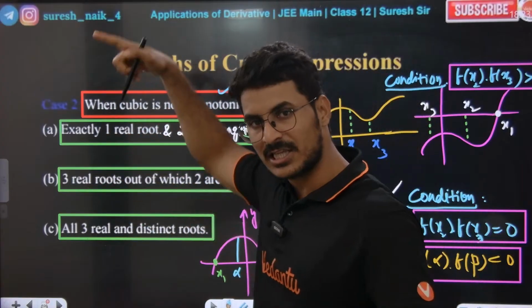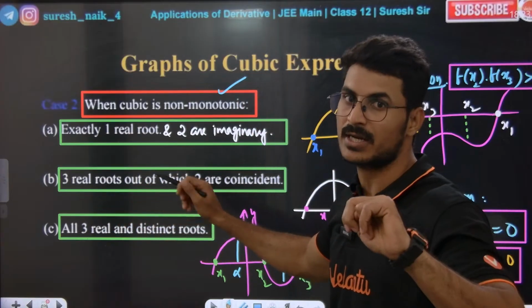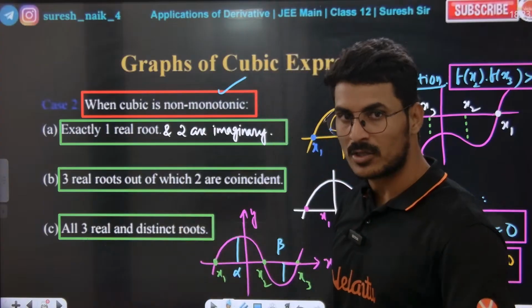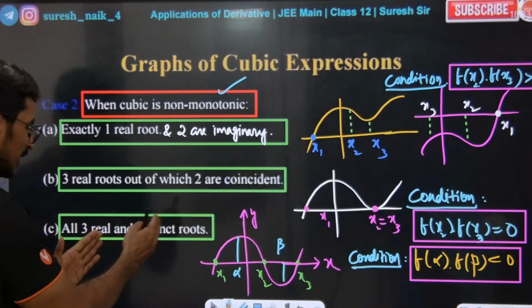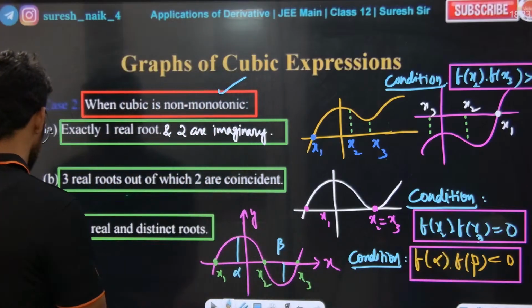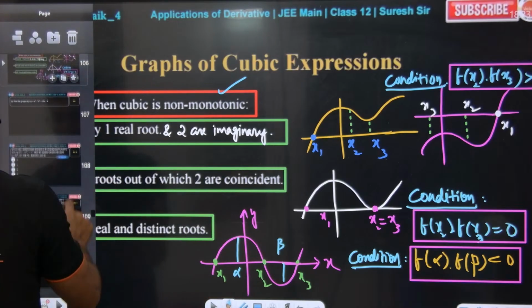In the first condition it is there and in this one too. In the second condition, three real roots out of which two are coincident, definitely a non-monotonic case. Three real and all of them distinct, the third non-monotonic case. Now for three real and distinct, what condition did Suresh sir say? f of alpha into f of beta is less than 0. Alpha and beta are basically some random numbers, don't consider them as roots, please understand.